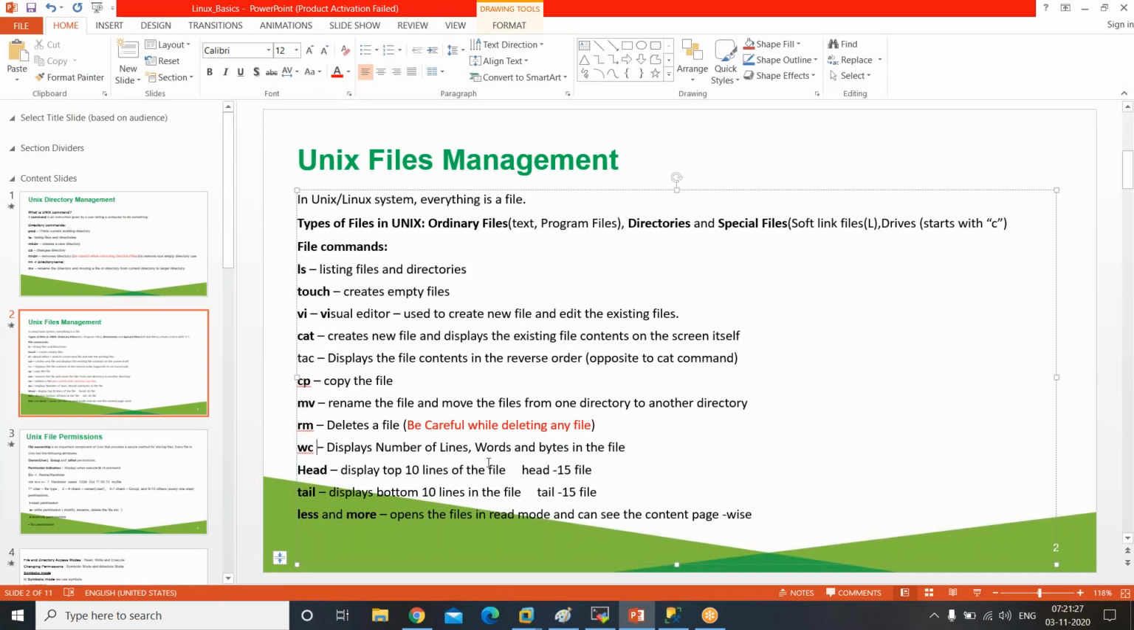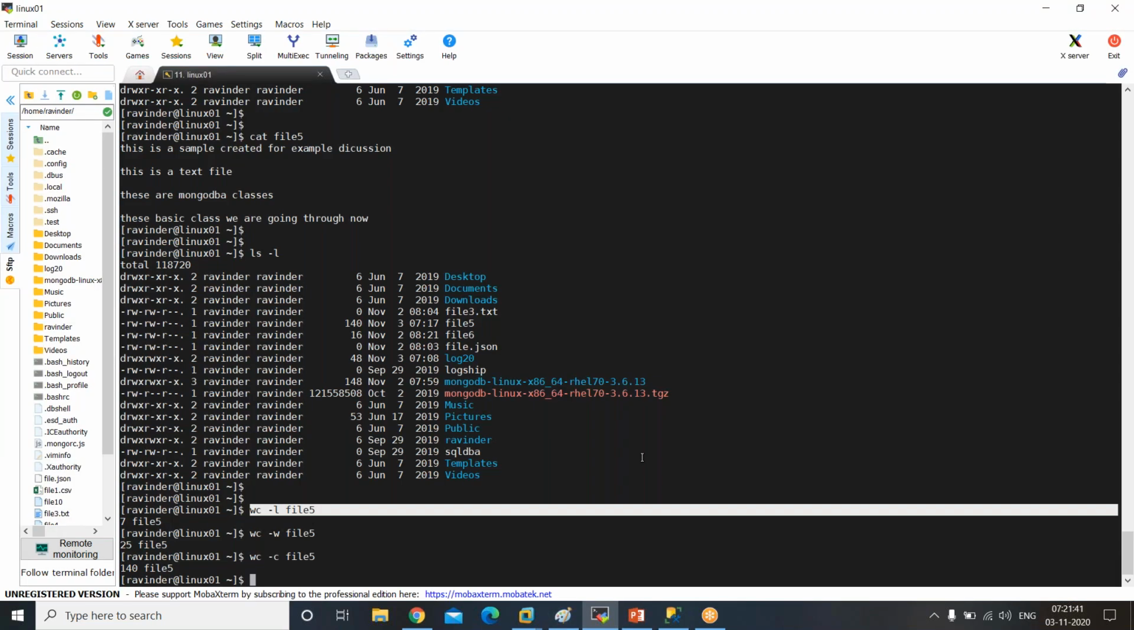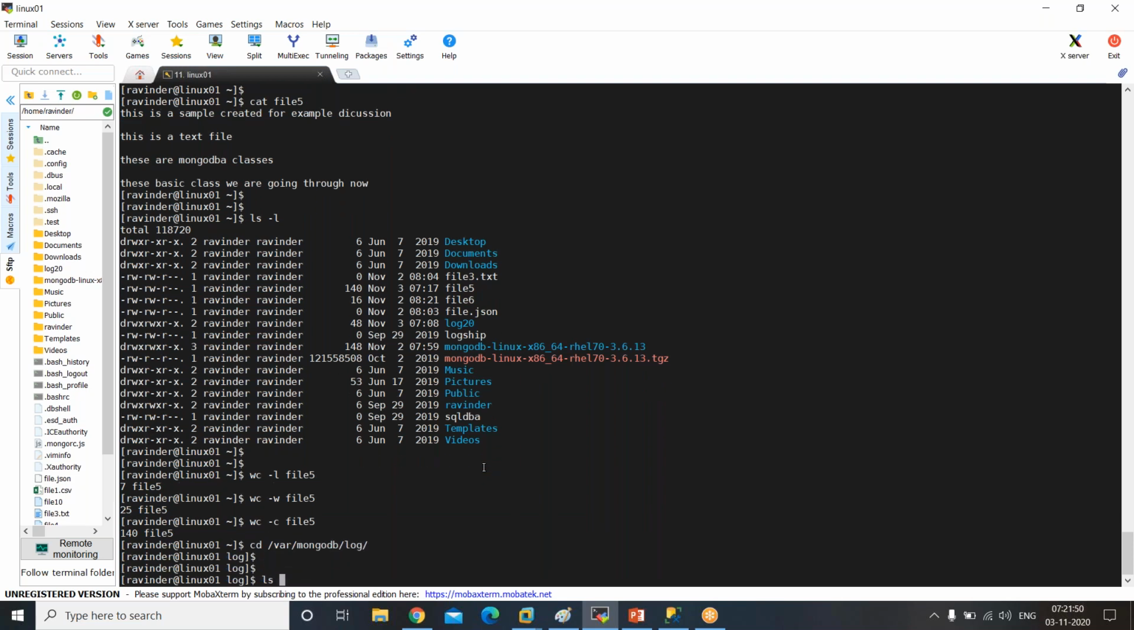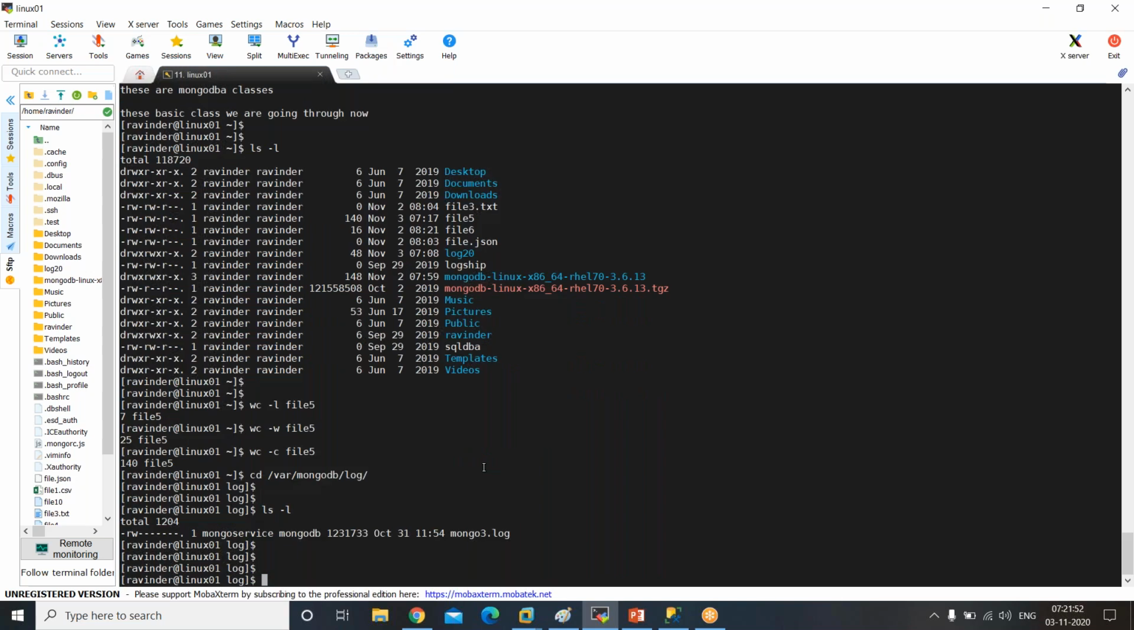Display the number of lines, words, and bytes in the file. Lines, words, characters, not bytes. Okay, fine. Then head. For this, the best example is that file itself. I have to move to this directory where the Mongo log is. So here I have a file, a very big file, 1.2 MB.